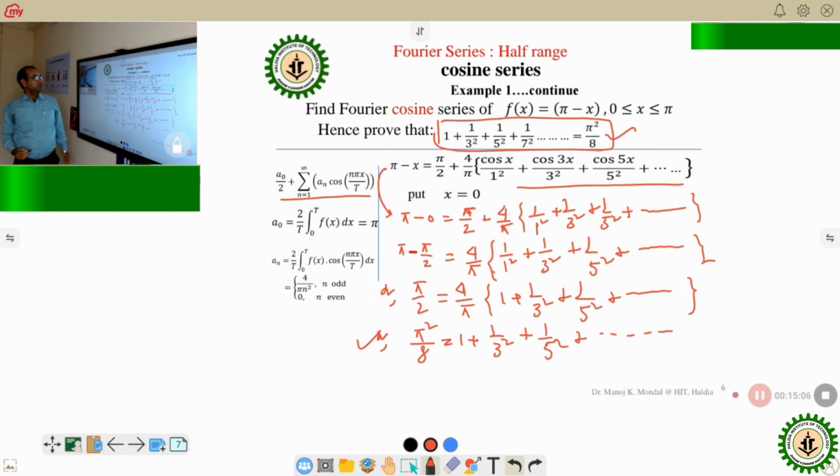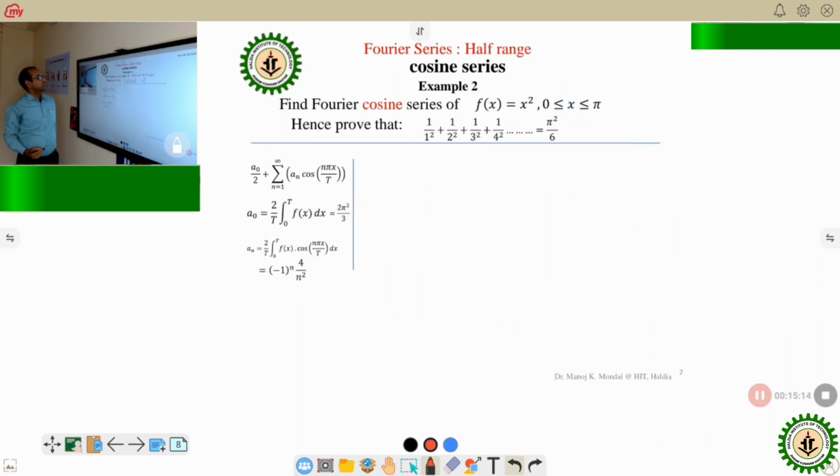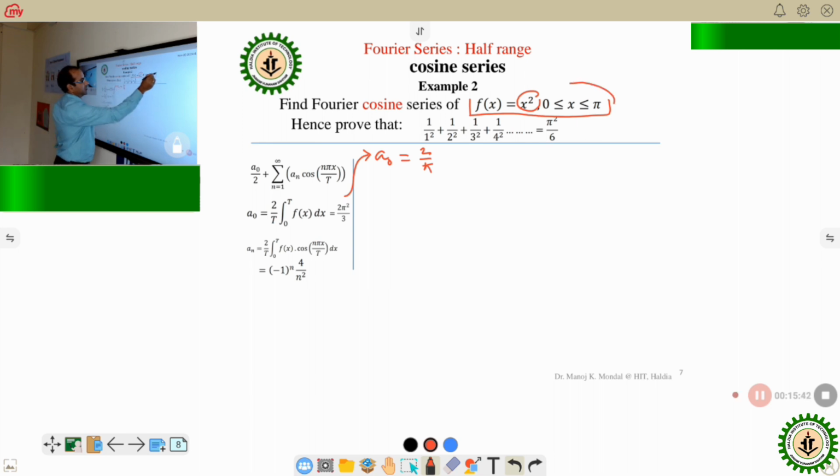So we can easily find out what will be the Fourier cosine series with the help of this definition. Now I consider another example here. Suppose f(x) equal to x square. This is also an even function, so we can easily find out the Fourier series of this function. For that case, at first we have to find out the constant a0. So the value of a0 will be equal to 2 by pi, because here the limit is 0 to pi.